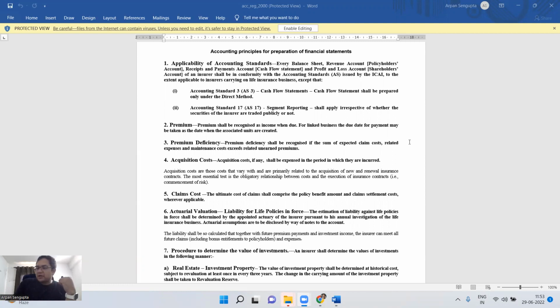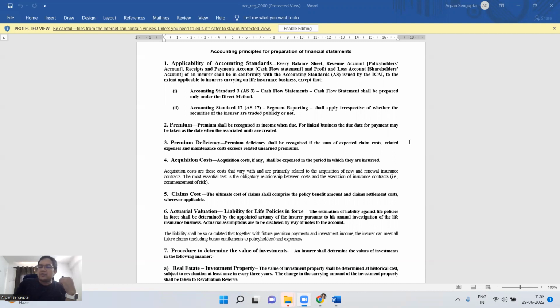Now, premium. There are different standards: some recognize premium when it is received in the financial statement, and for a few, the premium is recognized when it is accrued. Normally the standards that I have seen recognize the premium when it is accrued. So in this case also, the premium is recognized when it is due. For linked business, the premium will be recognized when the units are created.